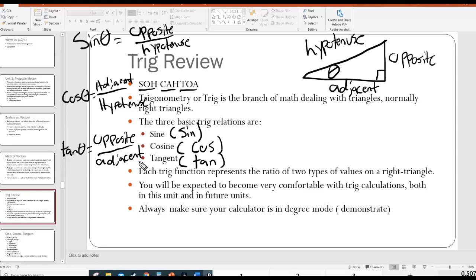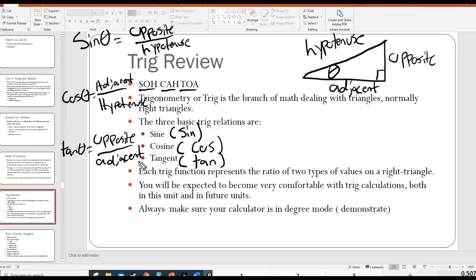Okay, so you have SOHCAHTOA. Sine is opposite over hypotenuse, cosine is adjacent over hypotenuse, and tangent is opposite over adjacent. So notice each of these trig relations is basically representative of a ratio of two values on a right triangle.